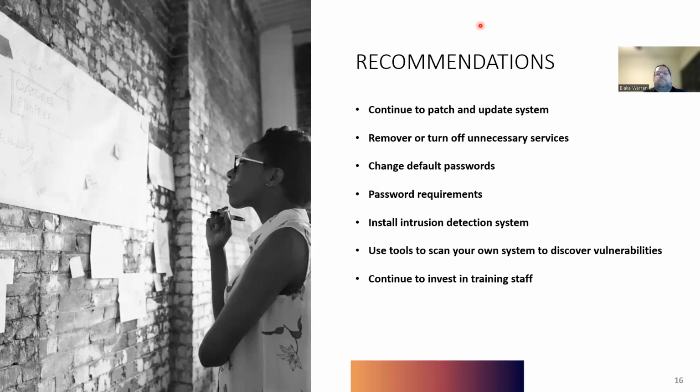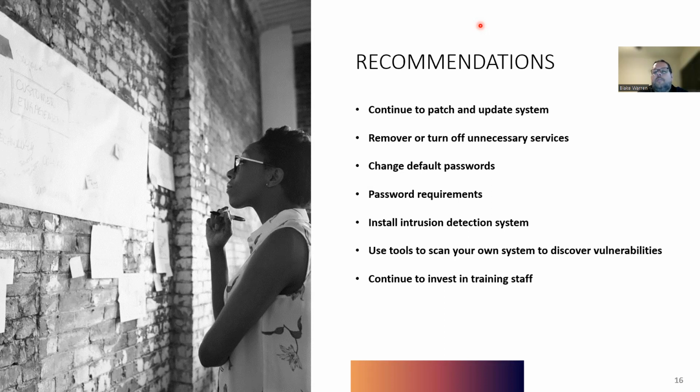Let's talk about some recommendations for what you can do, because obviously those vulnerabilities are very scary to see, and to see that they're that easily exploited. So here are some recommendations I have. First off, we need to continue to patch and update the system. A lot of those vulnerabilities that you find with Nmap are patched already, so if you have the correct updates or patches on the system, then they're going to stop those.